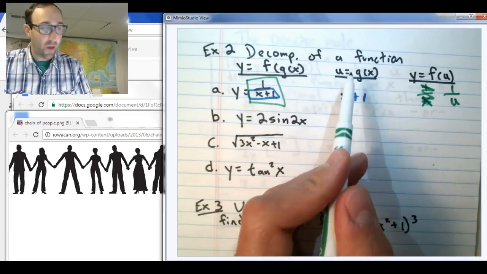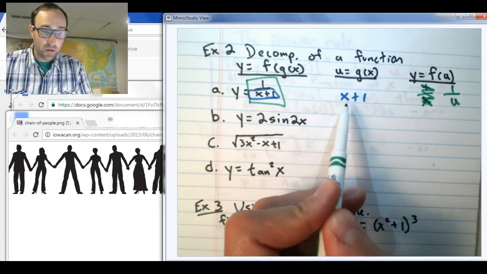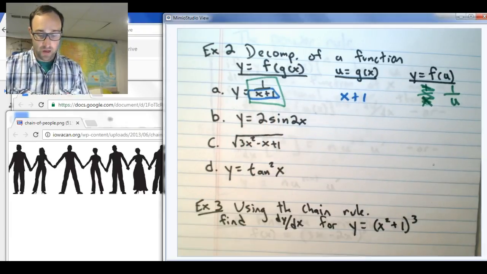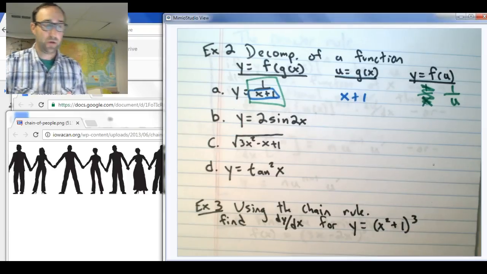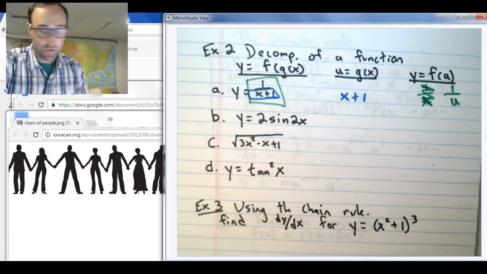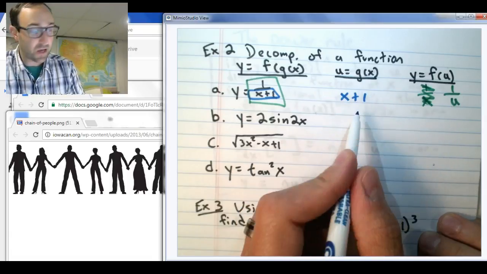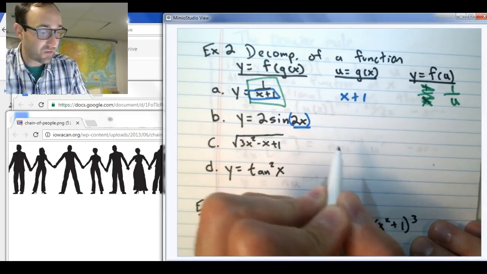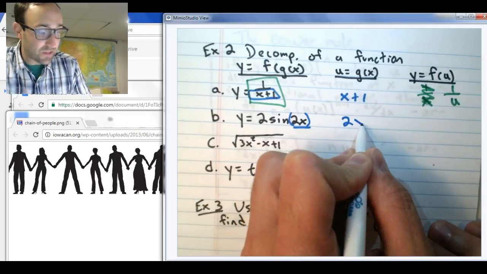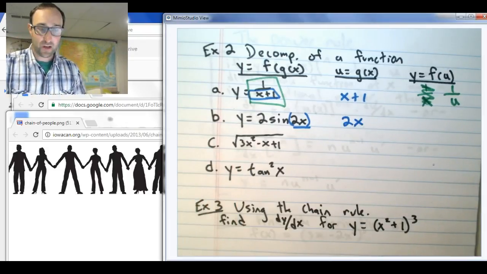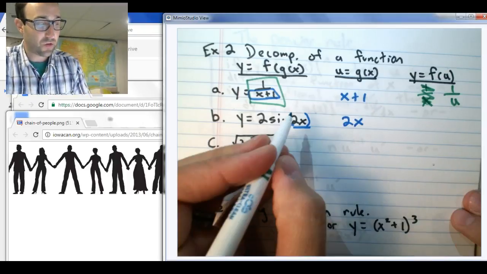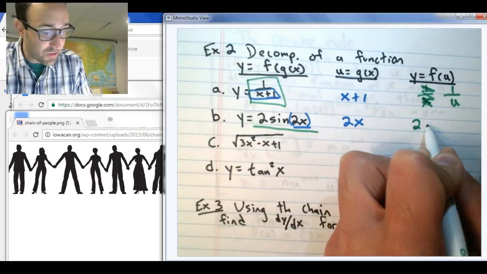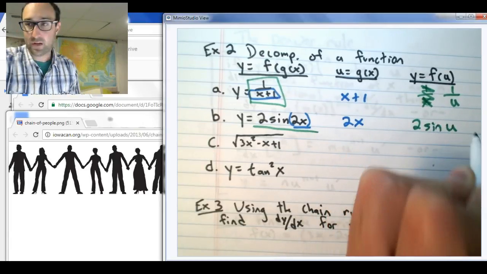All right, so x plus 1 is our g of x function. Our f of u function is going to be the 1 over u. All right, so now let's look at this next one. Remember, the u function, the g of x part, the one that you're going to be writing the x, is the smaller part. So what's the smaller part in here? Well, it's really this 2x, right? So we've got 2x is our g of x function, and the bigger thing, we're just going to replace that 2x with a u, is going to be the 2 sine u function.